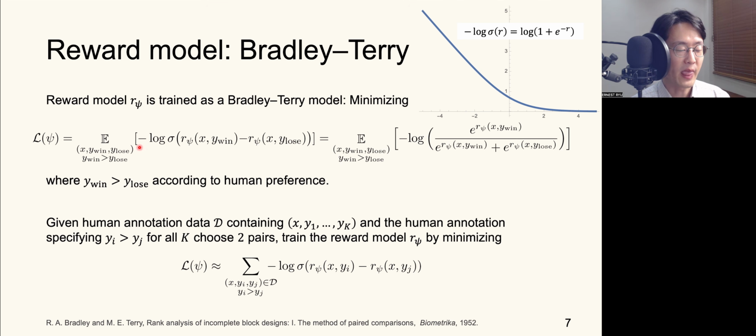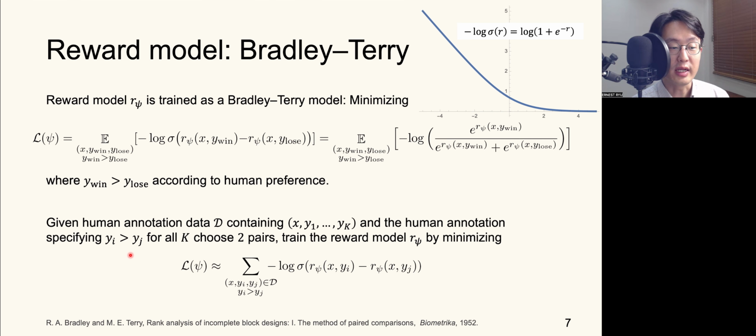But first, let's look at the expectation to get an understanding of how the data is being used. This is an expectation over the prompt and a winning and a losing completion generated by the language model. The criteria for winning and losing is defined by the human annotators, by the human preference. So the human annotation data will contain a collection of prompts, the language model completions, and the human annotations specifying, between all pairs of responses, which one is preferred over the other.